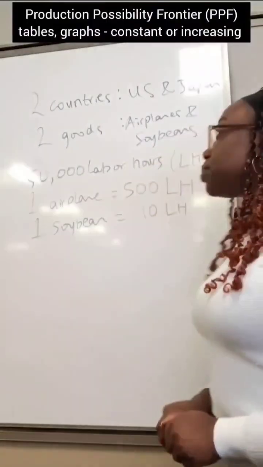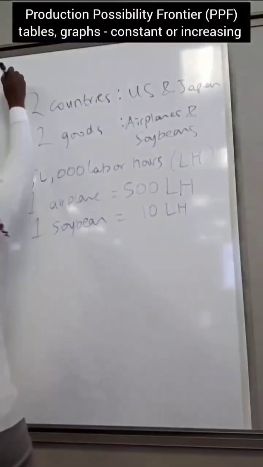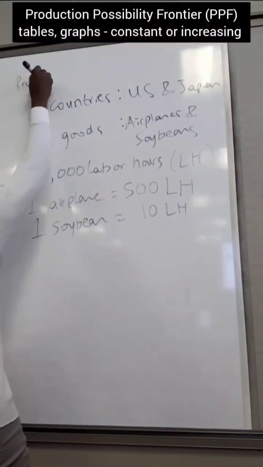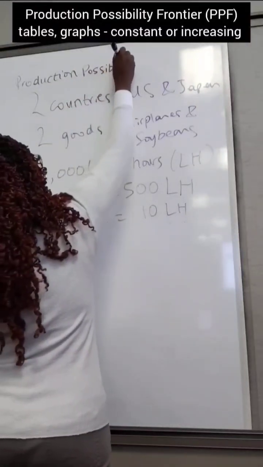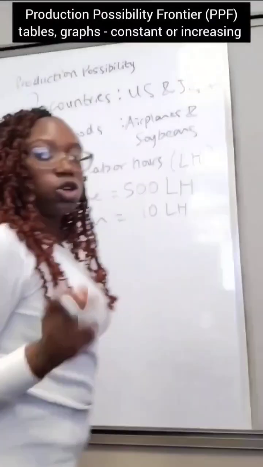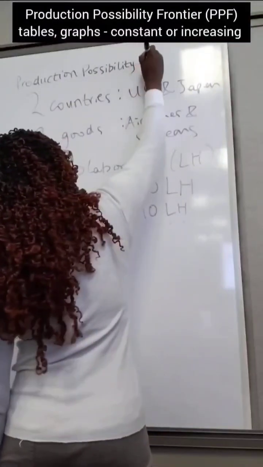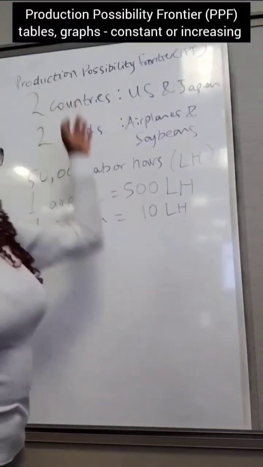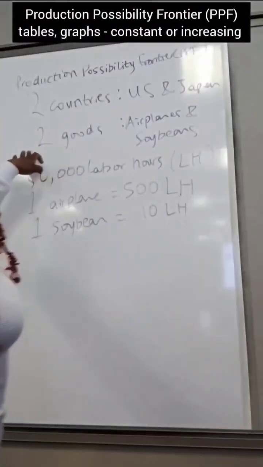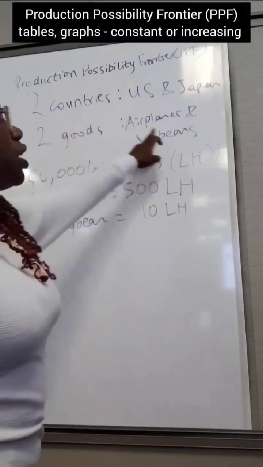So the next thing to explain is what we call the production possibility frontier, also known as PPF. So remember, this tells you the combination of goods that a country could produce, not should, could produce, okay? All right. And one of the major assumptions of a PPF is you assume that there are two countries. In this case, let's assume US and Japan. You assume that there are two goods. In this case, let's assume airplanes and soybeans.